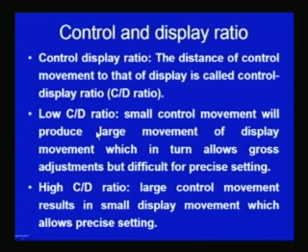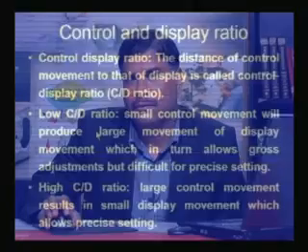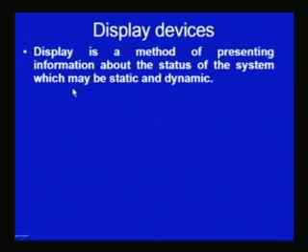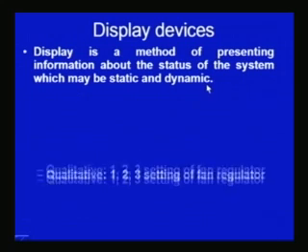Low C by D ratio is used when gross adjustments in the readings or the control settings are required, while high C by D ratio is used when precise settings are to be made or a very accurate setting is required. The display devices are those devices which are used to show information about the status of the system. The system may be in a static or a dynamic condition.